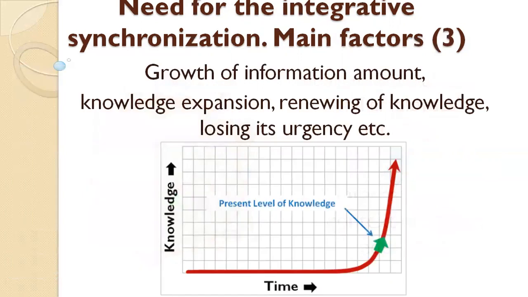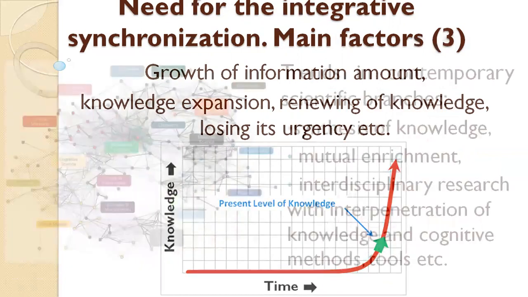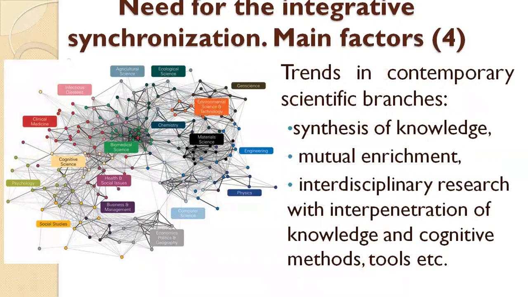Also, the growth of information amount, knowledge expansion, renewing of knowledge, and knowledge losing its urgency. And definitely the trends of contemporary scientific branches, such as the synthesis of knowledge, mutual enrichment, and the interdisciplinary context of research with interpretation and interpenetration of knowledge and cognitive methods, tools, and so on.